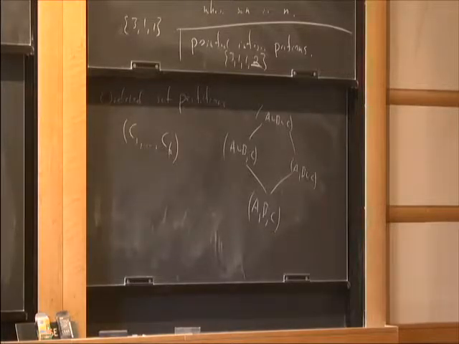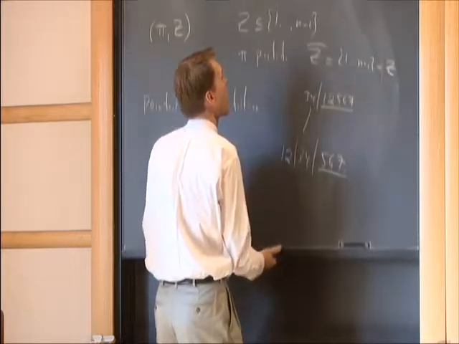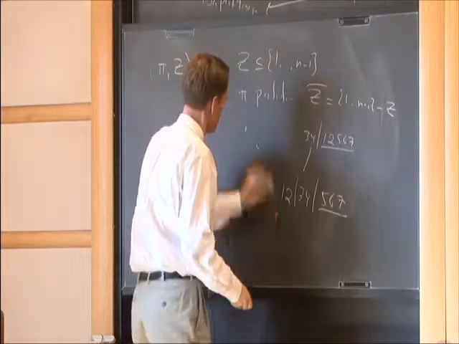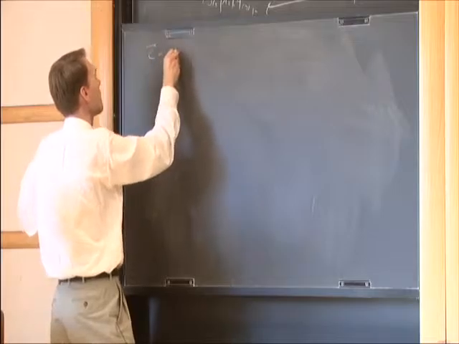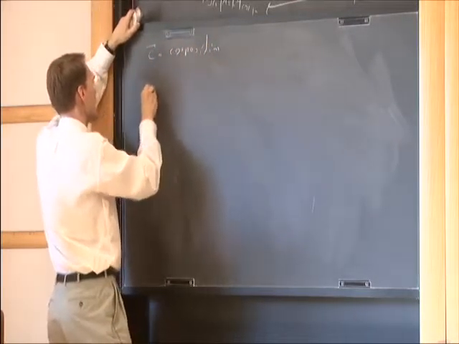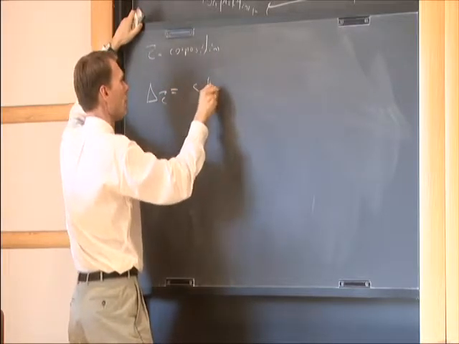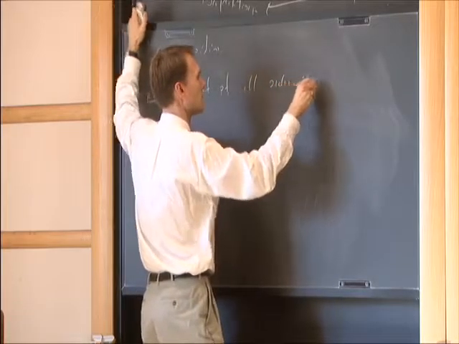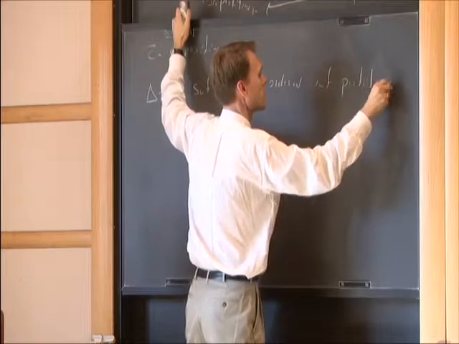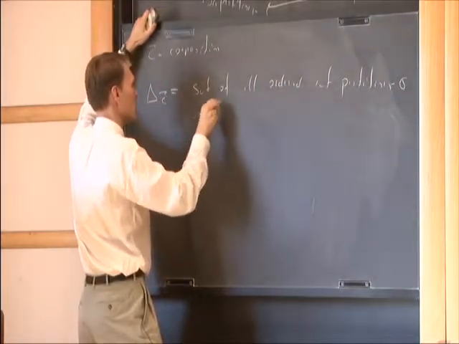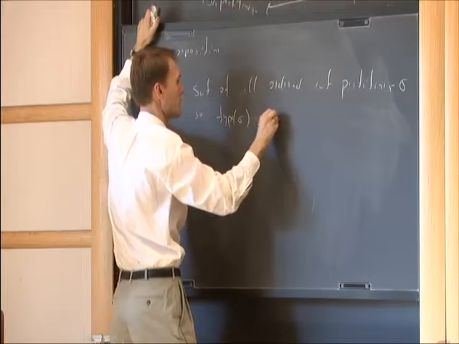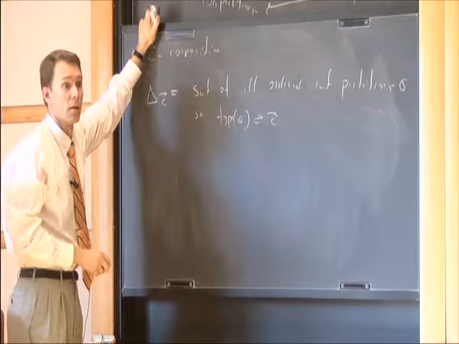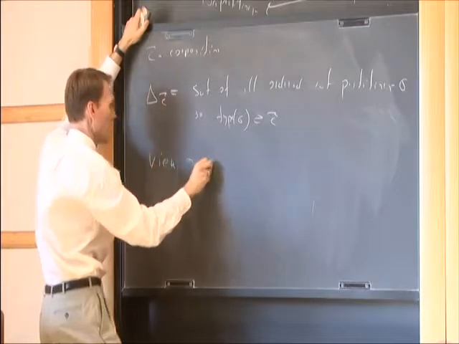However, other things can happen. Given a composition C, I'm going to let delta C be the set of all ordered set partitions sigma whose type is greater than or equal to C. But I'm going to view this as a simplicial complex.